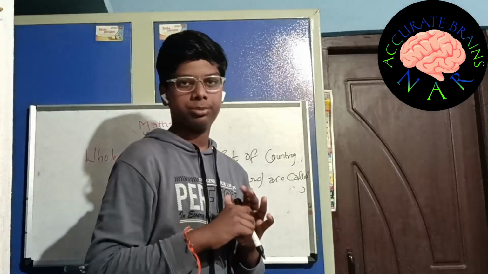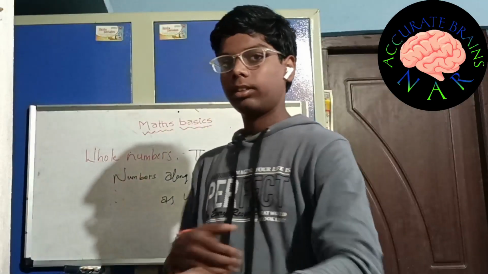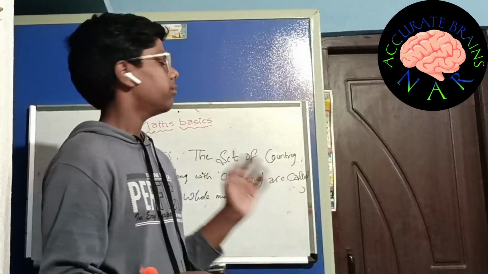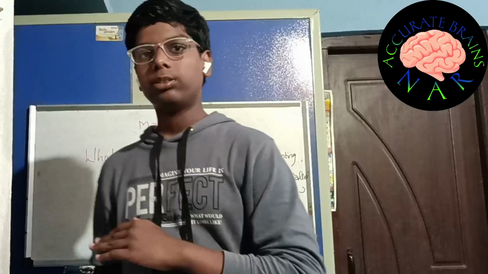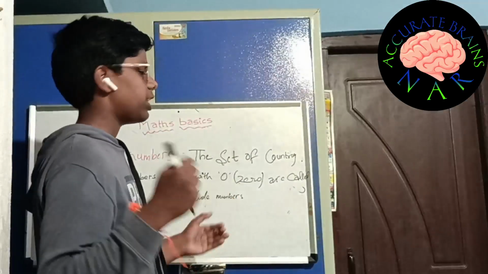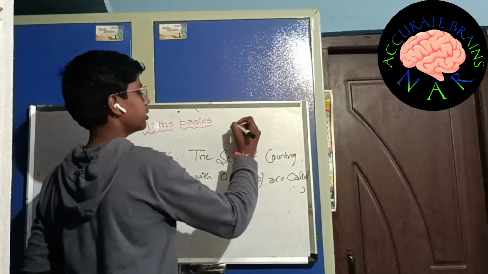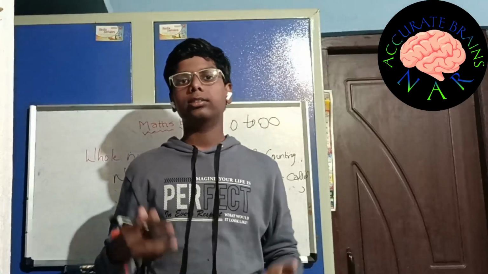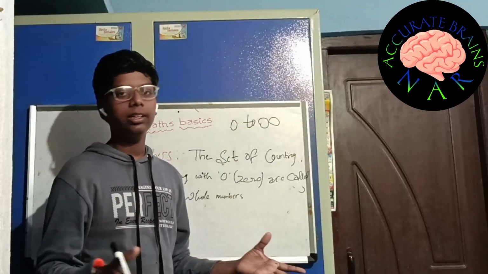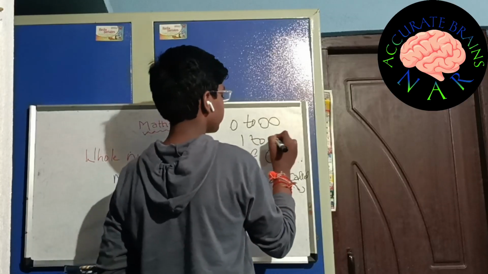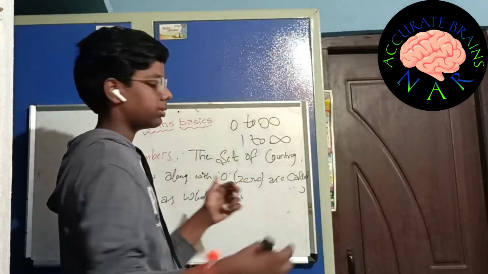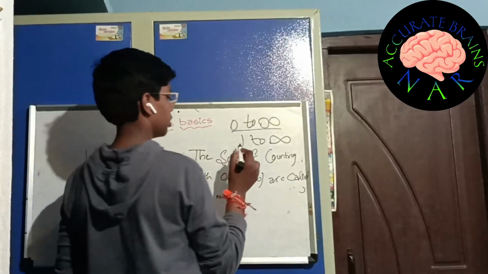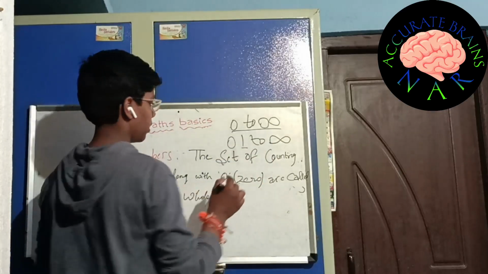Counting numbers are nothing but, as we discussed earlier, natural numbers, 1 to infinity. If we add 0, then it becomes 0 to infinity. 0 to infinity are called whole numbers, which is simple. So 1 to infinity is natural numbers or counting numbers, but 0 to infinity is whole numbers. What is the number before 1? This is nothing but 0.